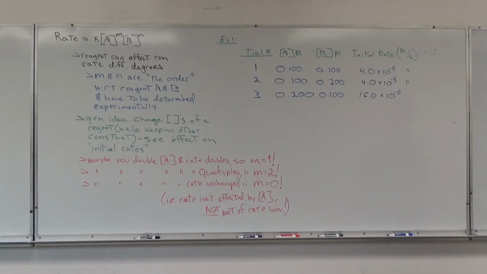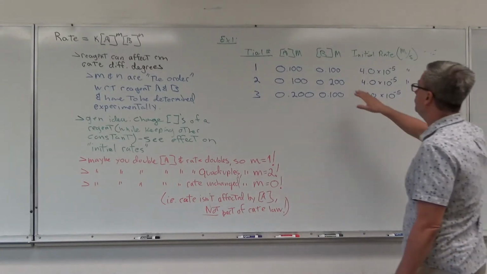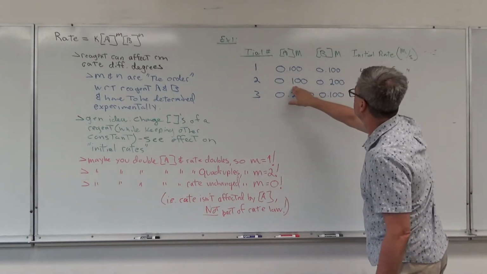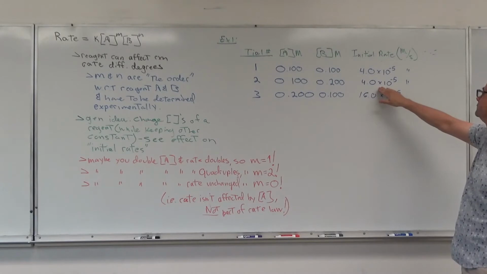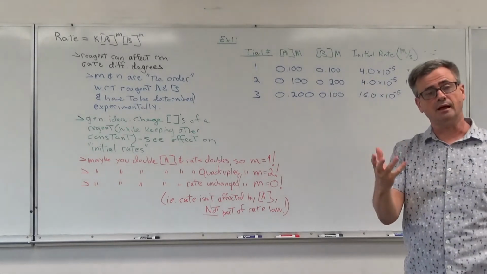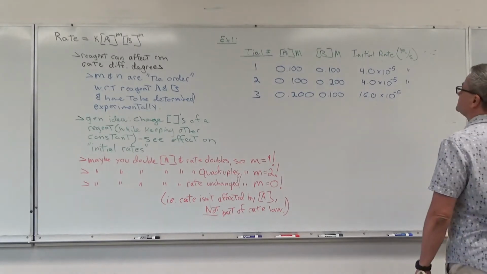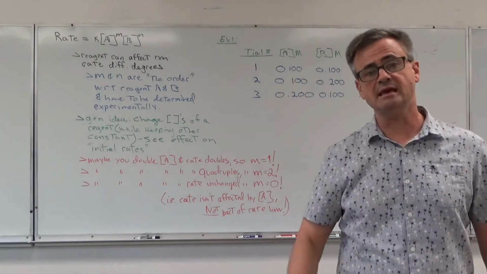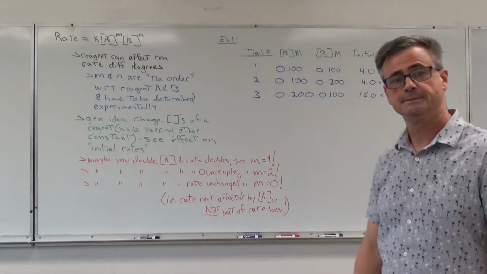And then going to trial 2, what did we change? Well, we doubled the concentration of B, and kept A the same. And what was the effect on the rate? No effect on the rate. What does that imply? That implies that N is 0. The concentration of B has no effect on the rate.